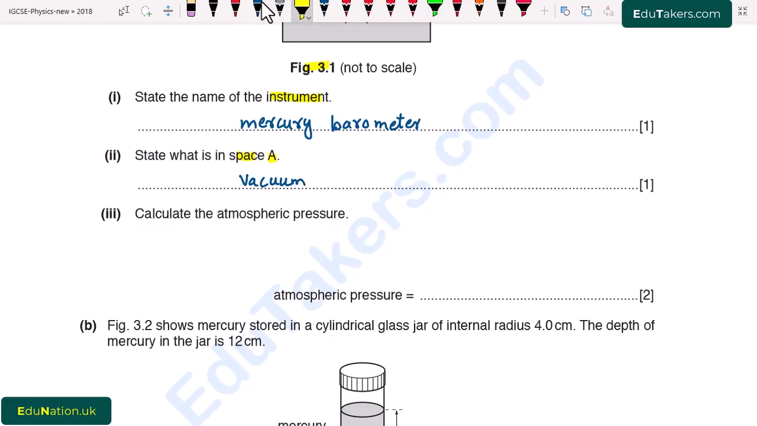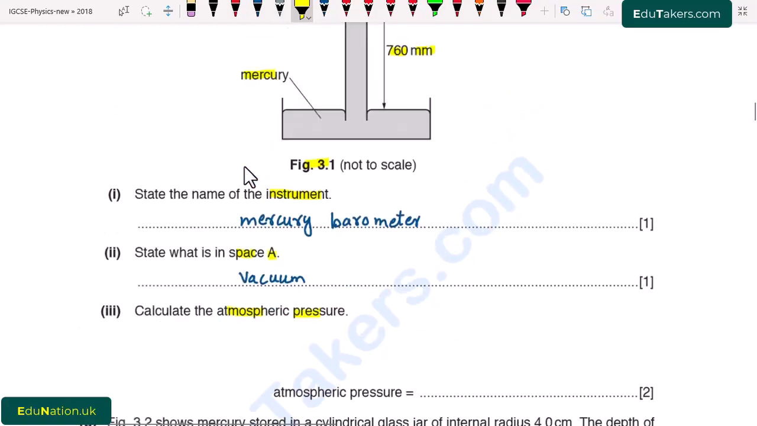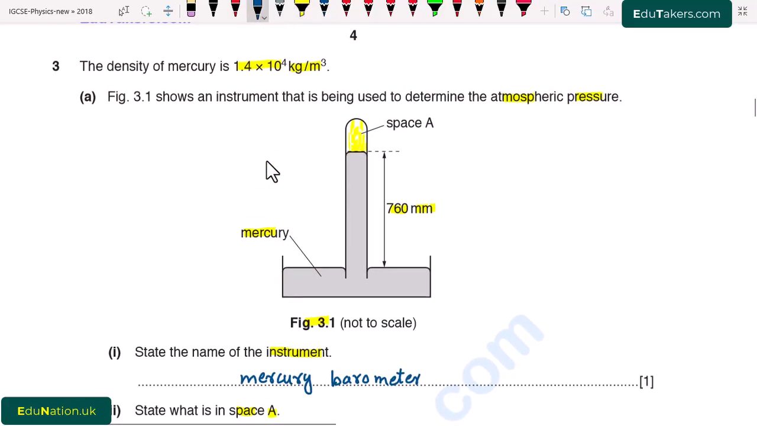Part 3. Calculate the atmospheric pressure. Here we have to find out the value of atmospheric pressure. So I write here pressure, which is the product of density, acceleration due to gravity, and height or depth. Density is given, that is 1.4 into 10 to the power 4. So P will be equal to 1.4 into 10 to the power 4 multiplied by the value of g, which is 10, and height is given, that is 760 millimeter.